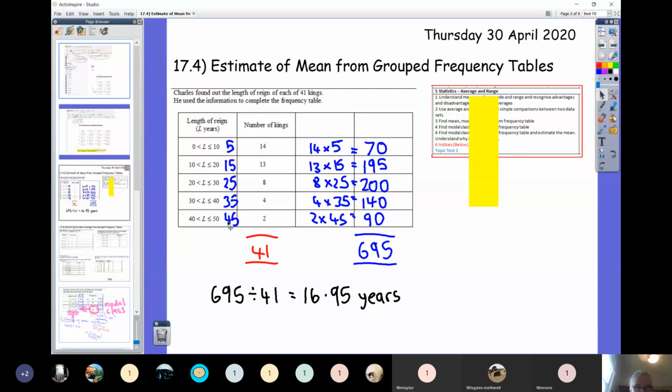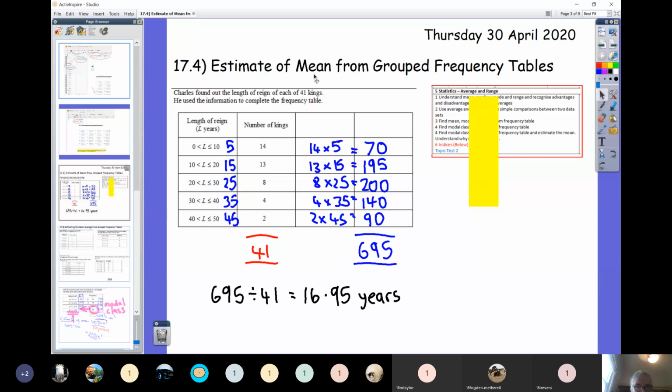So we're going to pretend, we're just going to assume that these 14 kings reigned for exactly 5 years each. And we're going to assume these 13 kings reigned for exactly 15 years each. And that, of course, isn't what happened, but that's why it's called an estimate. It's the best we can do. Now, once we've gone and put in these midpoints here, the rest of the work is exactly the same as we've done before when we're estimating the mean.